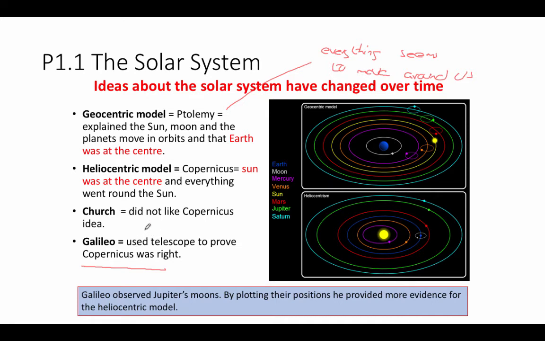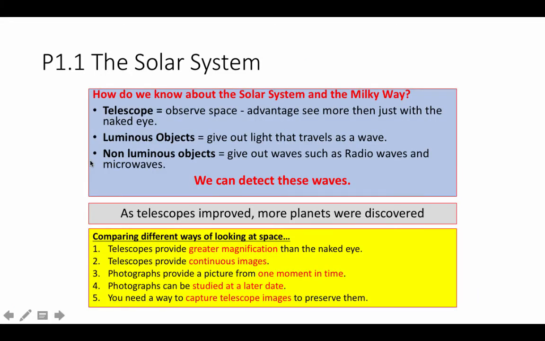And how did he prove that? He proved that because he looked at Jupiter and he saw that Jupiter had moons orbiting it. What did that prove? That not everything orbits Earth. That was the first major piece of evidence to disprove the geocentric model. And nowadays we know the heliocentric model is the correct one. Know both.